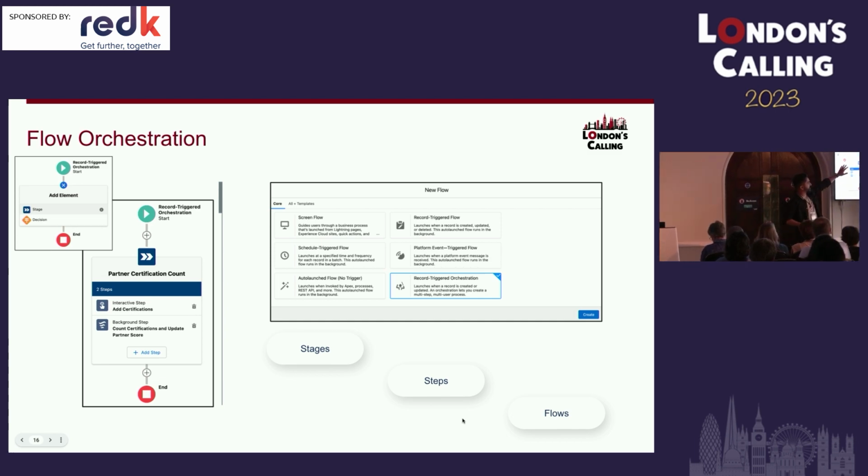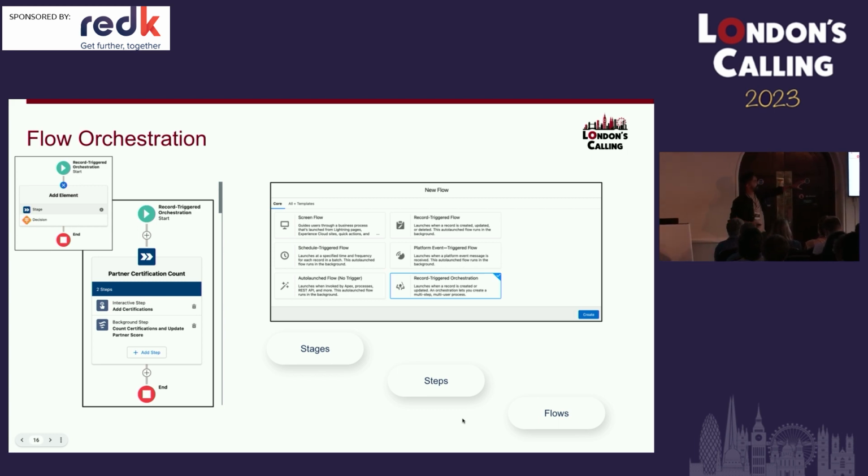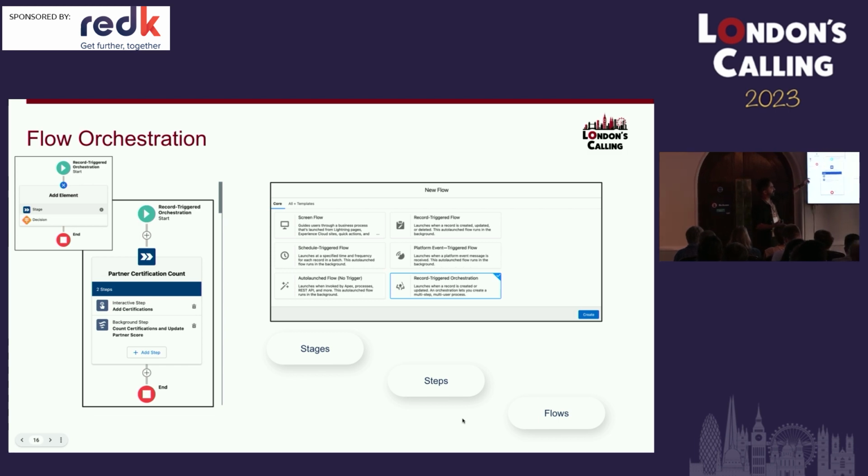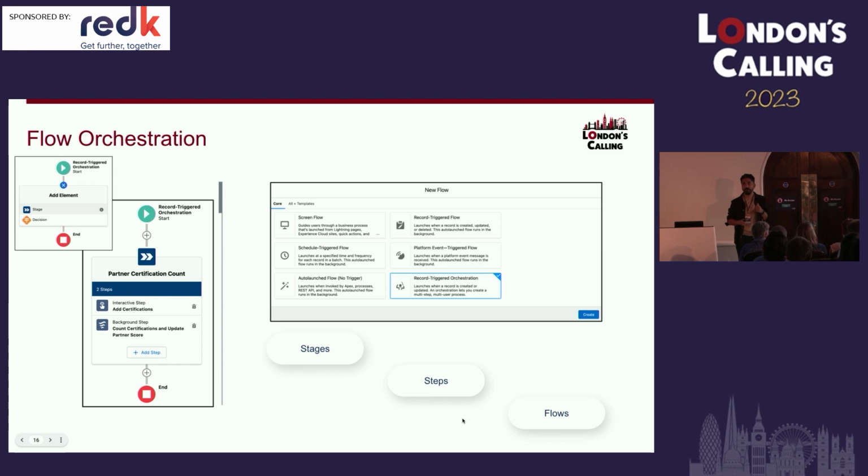Once you pick a stage, as I mentioned, the partner certification count, I don't know if the example is too relevant per se, I just gave an example. So this is one stage. In that stage, you could have multiple steps, and each and every step has to be either a screen flow or an auto-launch flow.